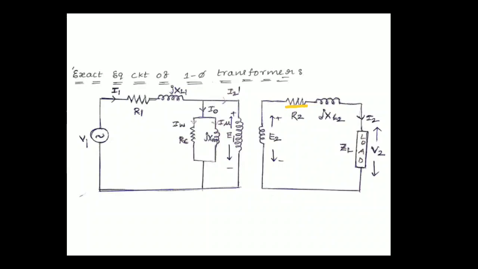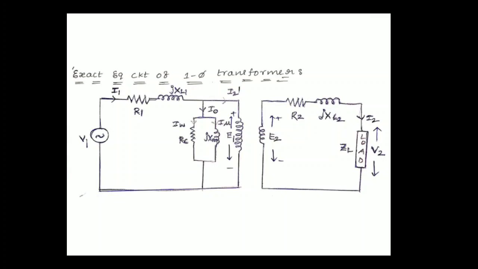First we have V1, the primary side voltage that we are applying, and I1 is the primary side current. R1 and R2 are the primary and secondary winding resistances respectively, and similarly jXL1 is the primary side leakage reactance, and jXL2 is the secondary side leakage reactance of the transformer.